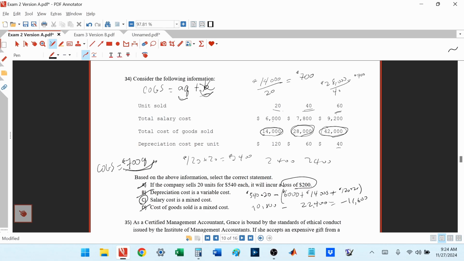Salary cost, you can write it in this format, AQ plus B. There's a variable component and a fixed component. And to figure that out, you just take the total and divide it by the units. And you won't get the same per unit amount like you did with COGS. You'll get a different amount, which means that you can write salary like this. Salary cost can be written like this.